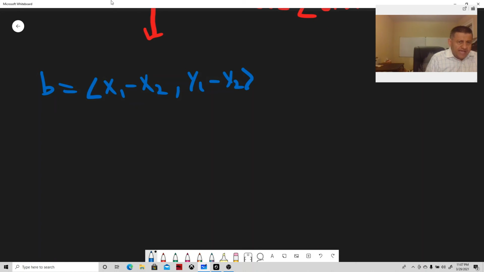So we know that in this case, B is going to be equal to what? It's going to be equal to minus 2. That's what we had, right? And then I think we have 4.